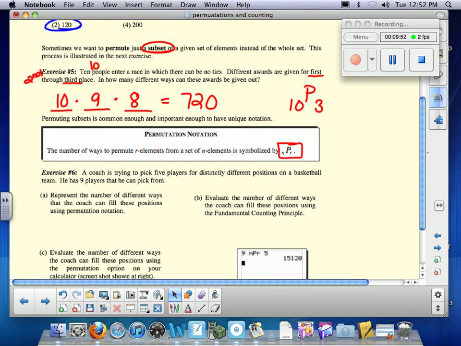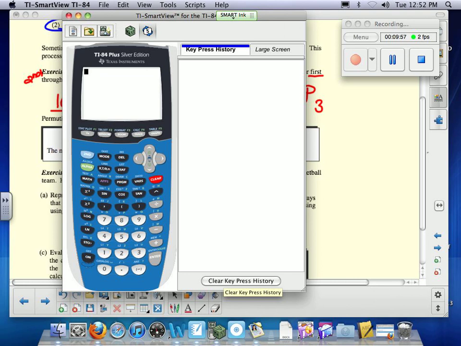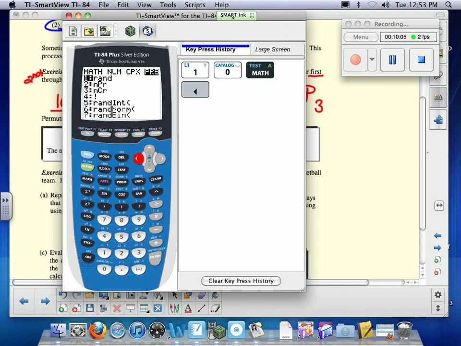Let me show you how to do that on your calculator. Let me clear and clear. So I'm going to type in the number 10. Again, that's the large group that we have to pick from. I'm going to my math button, sliding back over to probability. I want the nPr, number 2. So notice that my calculator just puts in an nPr. And now I need to tell it how many people to choose from this group of 10. And we're taking the top 3.